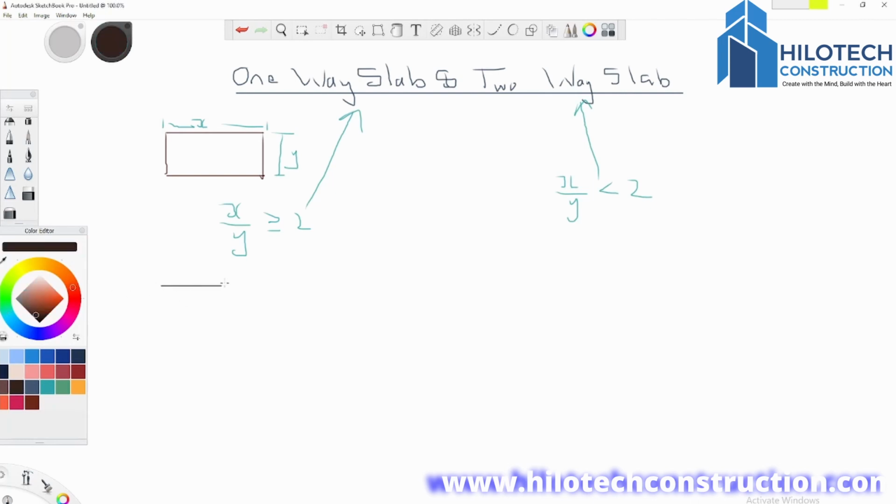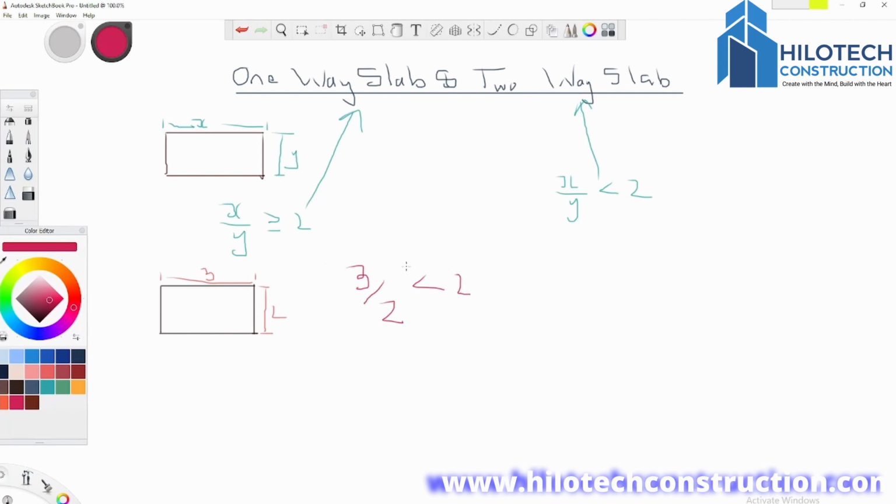Let us say that in this figure, this is our slab or the floor. We have this distance from here to here, let's call that 3 meters. And let's say we have this distance from here to here, let's call this 2 meters. If we take 3 divided by 2, you are going to discover that it is going to be less than 2. So in this case we are going to have a one-way slab.